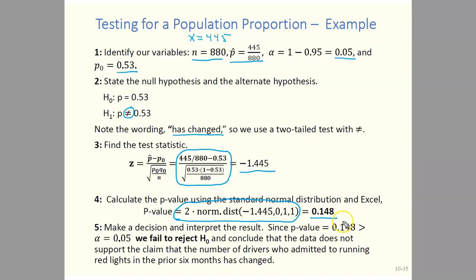0.148. And since 0.148 is greater than 0.05, we would fail to reject the null hypothesis. And then we could also conclude that the data does not support the claim that the number of drivers who admitted to running red lights in the prior 6 months has changed. And so there you go. That's how we solve that problem.